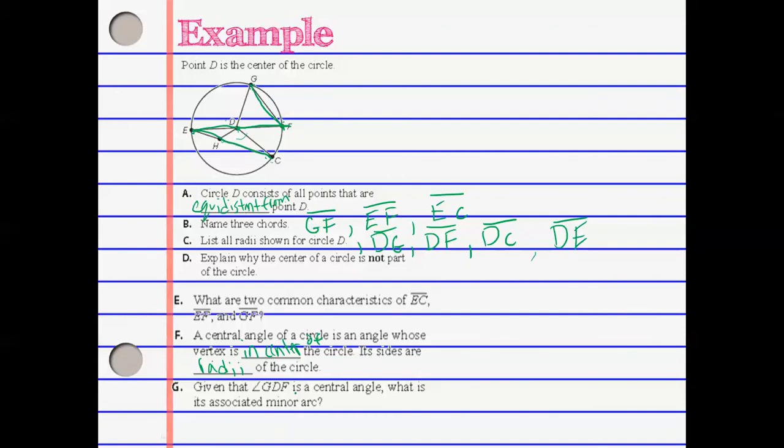Given that angle GDF is a central angle, what is its associated minor arc? Here we have GDF. That means that the associated minor arc is GF, because remember, for minor arcs we only have to have two points on there. And that is the end of Chords and Arcs Part 1.